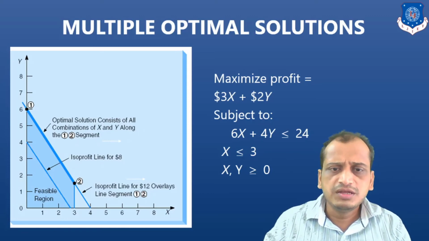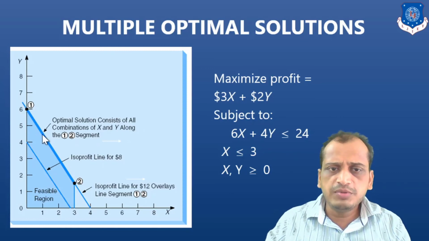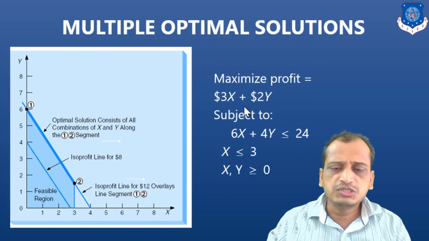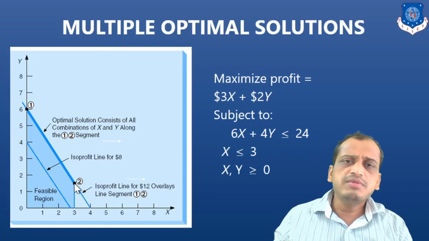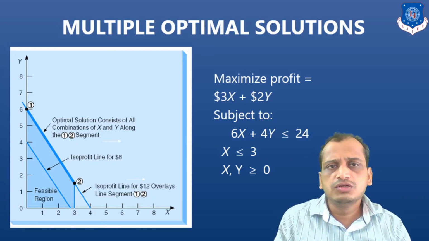It overlays. See, as it is written here, the optimal solution consists of all combinations of x and y along one and two segments. When they overlap, you have this multiple solution, right? Why? Because the isoprofit line is this slant line, 3x plus 2y. Same way here as well, it is overlaying. So what do you mean by this? It means that you will get multiple optimal solutions out of this example. Okay? So this is a special case of the linear programming problem.